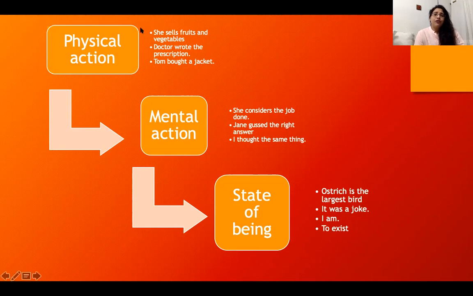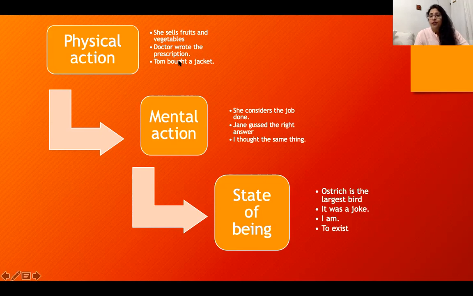Your physical action. When I say, she sells fruits and vegetables. So here, sells becomes the action. What is she doing? She is selling fruits and vegetables. Doctor wrote the prescription. So what did the doctor do? He wrote a prescription. So wrote is the action. He is writing and that is physically seen. Tom bought a jacket.